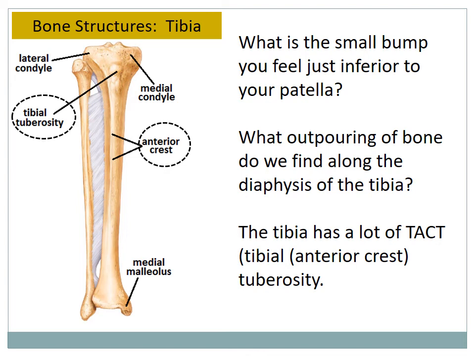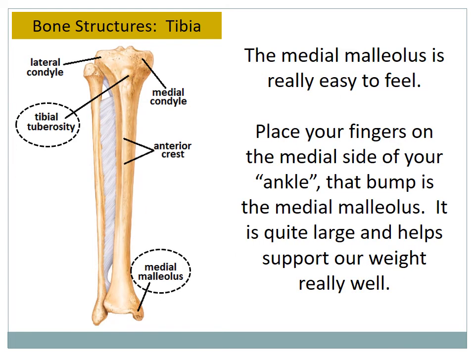So I like to say the tibia has a lot of tact because it has a tibial tuberosity as well as an anterior crest. That's all I got for you there. We also have a medial malleolus, really easy to feel. If you place your fingers on the medial side of your ankle, the bump that you feel is the medial malleolus. It's quite large. It helps support our weight really well. So medial malleolus, you feel that bump. That's your medial malleolus.